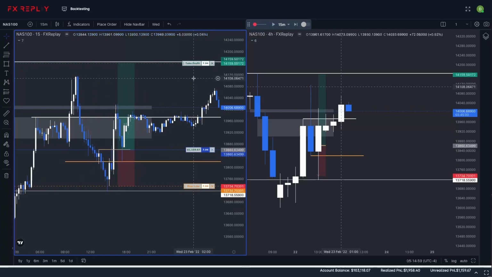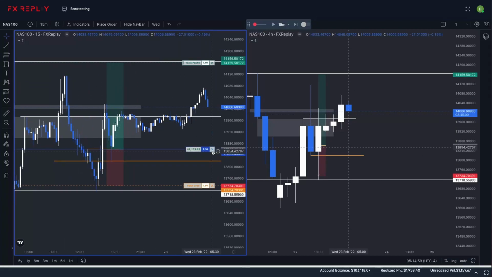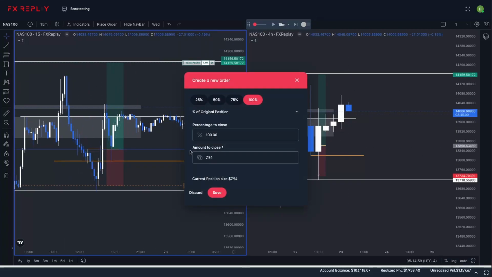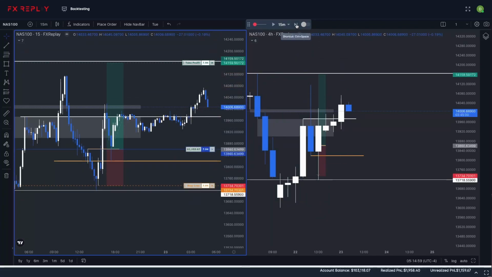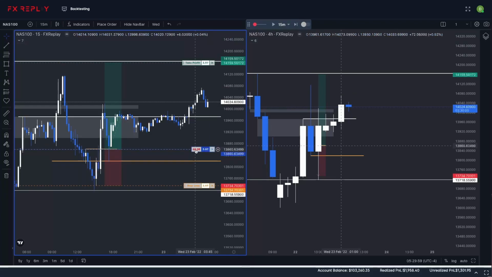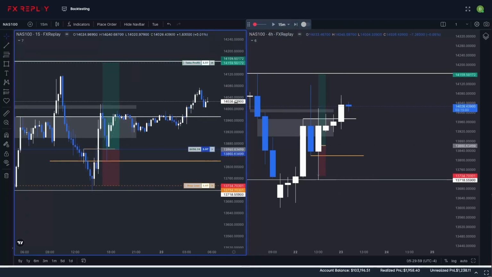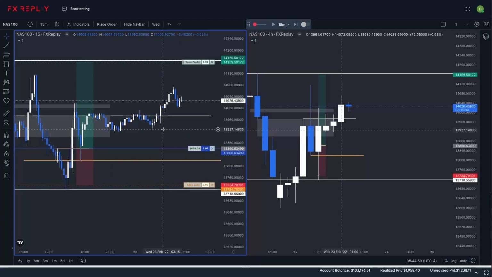Let me just show you how to take a partial in FXReplay. If you want to take a partial, you just click the close, but it doesn't actually close your position. It just brings up this box right here. And I could choose, let's take 50% off, and I press save. And now when I click the next candle, it's going to take 50% off. It does look like it closed, but it didn't. Now it's back with the remaining portion.